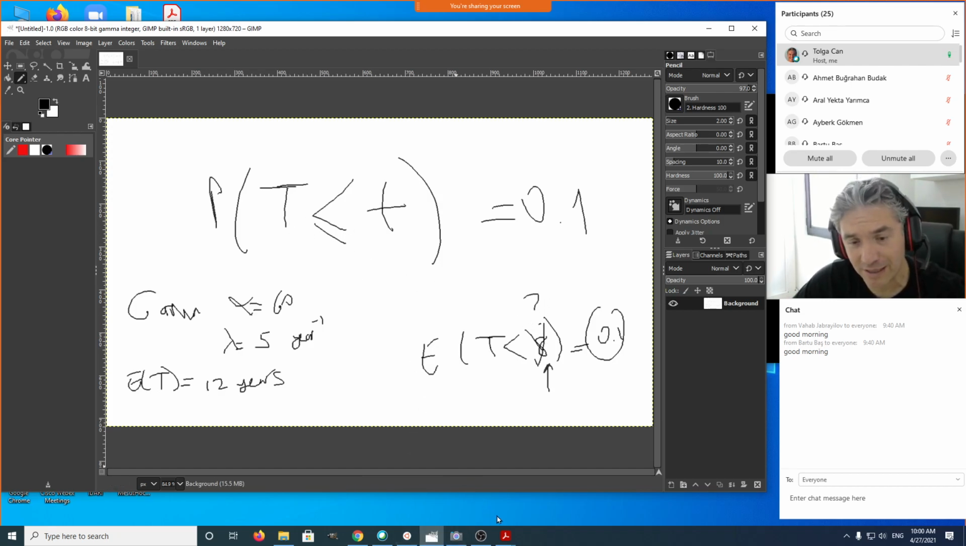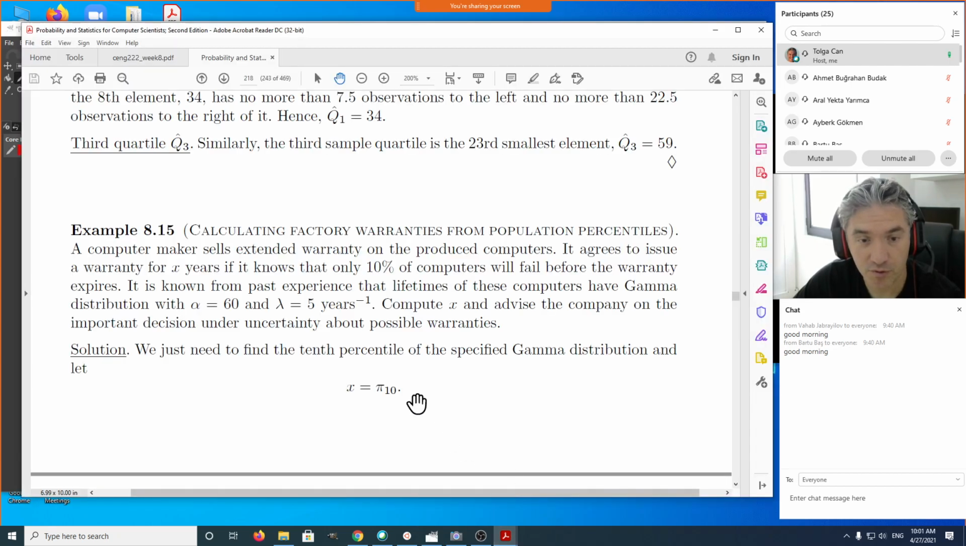So we need to look at the inverse CDF of gamma. And since this alpha is 60, which is large, we can also apply the central limit theorem here with expected mean value of 12 years. Okay, so it's a summation of 60 exponential random variables. So the central limit theorem applies here. Let's see whether the book uses that too.